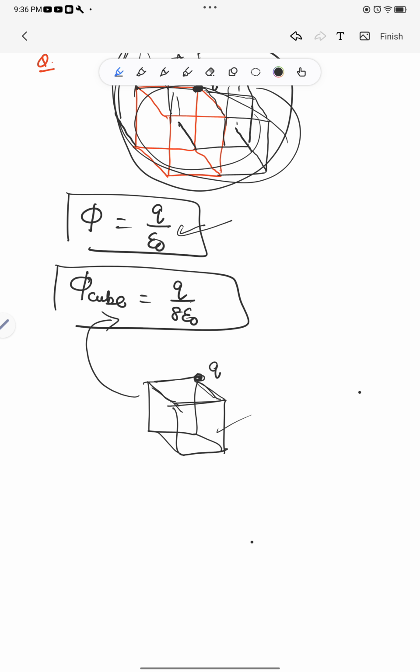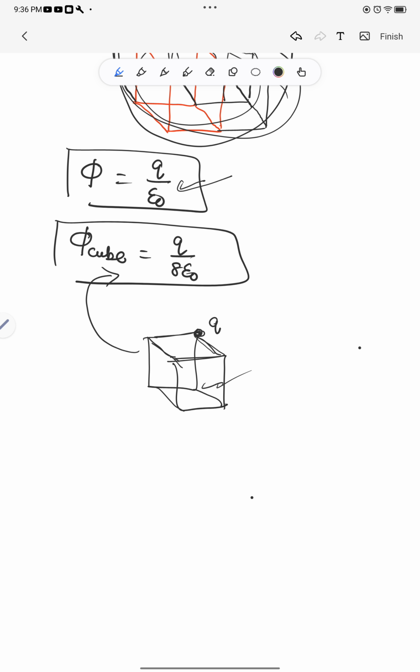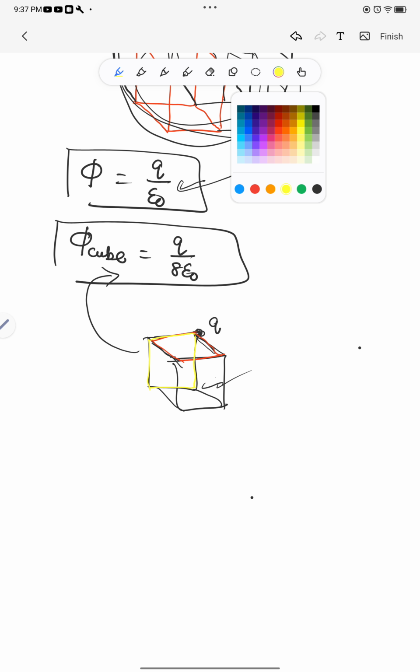Now we want to calculate the flux through one surface of this small cube. This cube has a total of 6 surfaces, and the flux through the three surfaces which are touching this charge will be zero. There are three surfaces: this surface, and another is this surface, and another is this surface.